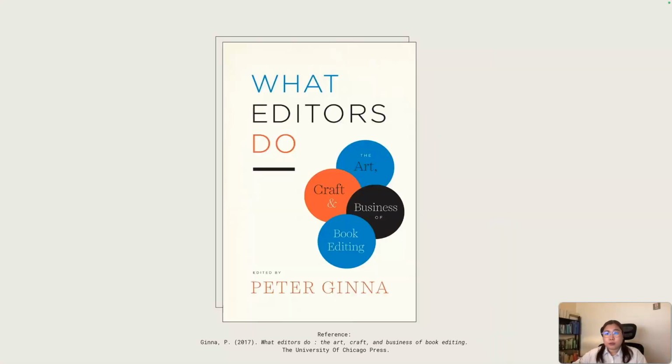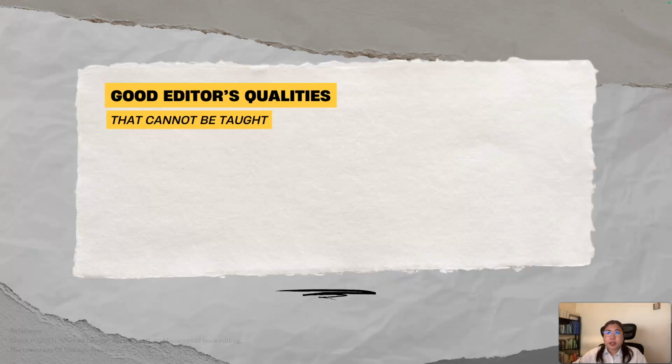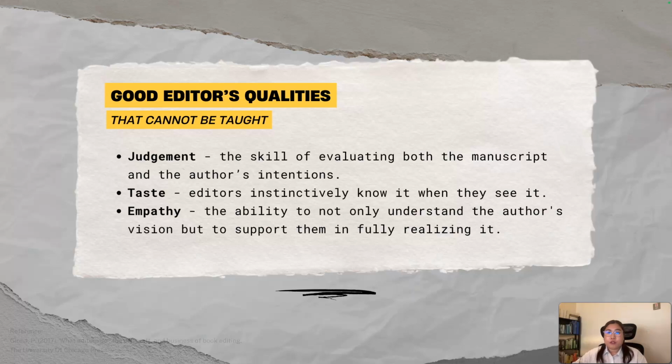With additional information from this book, there are 3 considered good qualities of an editor that cannot be taught. Now, these are the qualities that come naturally as you become an expert in being an editor. First is judgment. It's the skill of evaluating both the manuscript and the author's intentions.